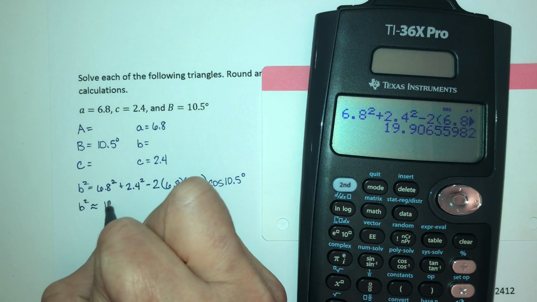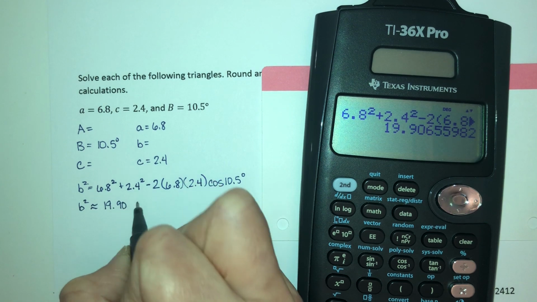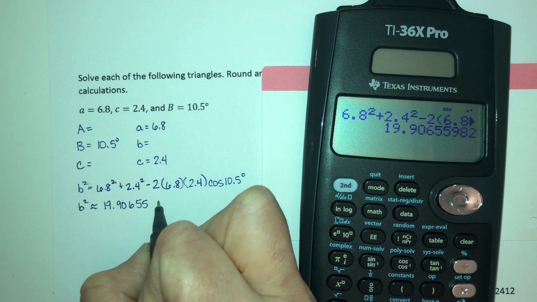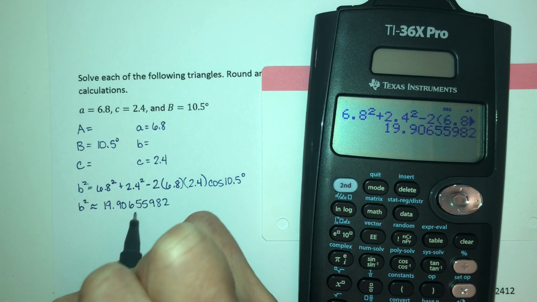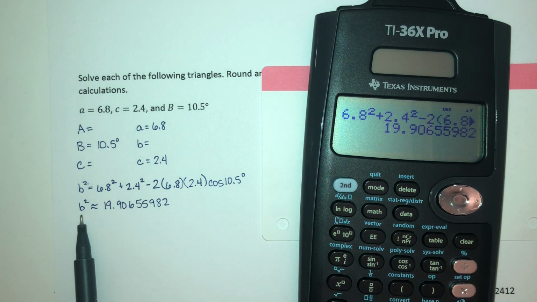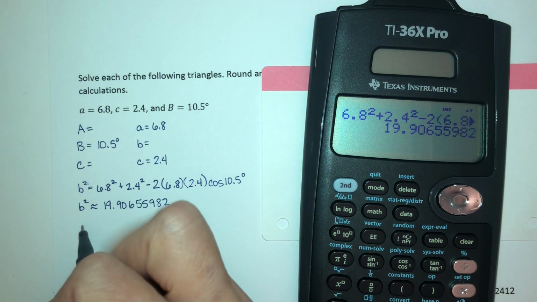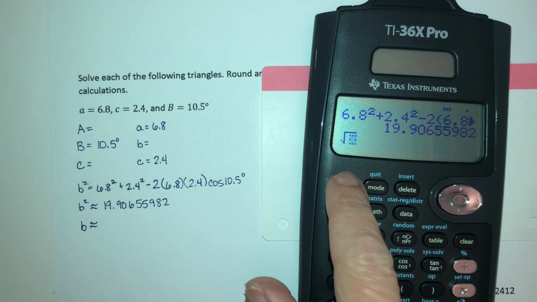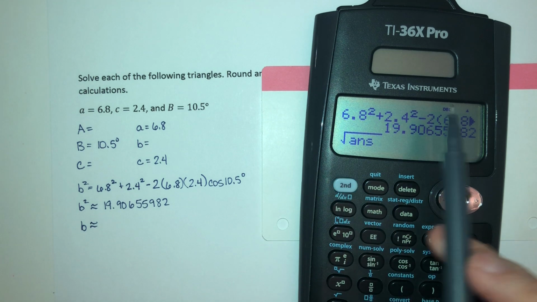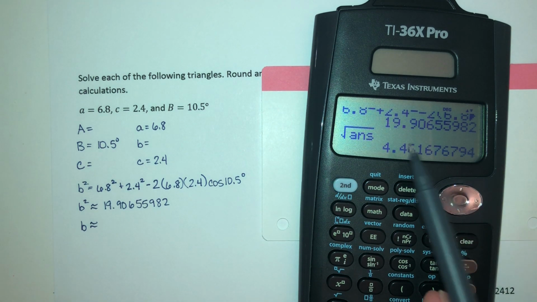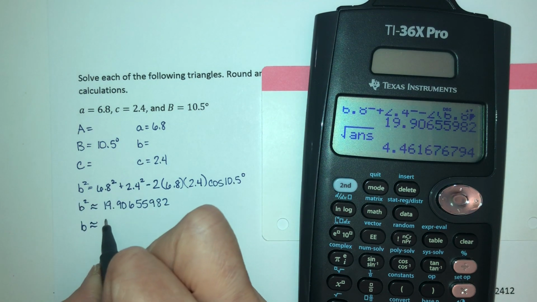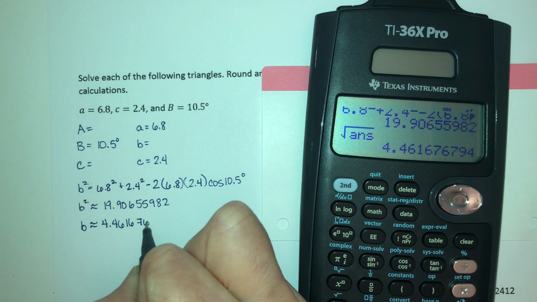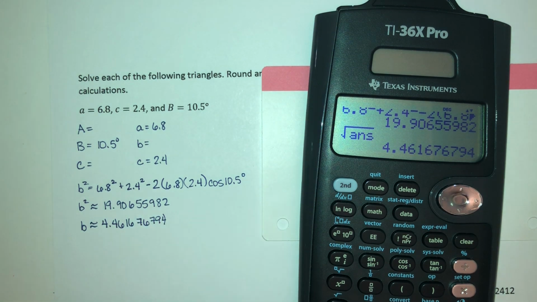I'm just writing this down so you can refer to it later to make sure that you know how to enter everything in your calculator correctly. Okay. Now we weren't asked to find B squared, we're asked to find B. So take the square root of both sides. So I'm taking the square root of the previous answer, and I get this value. 4.461676794.